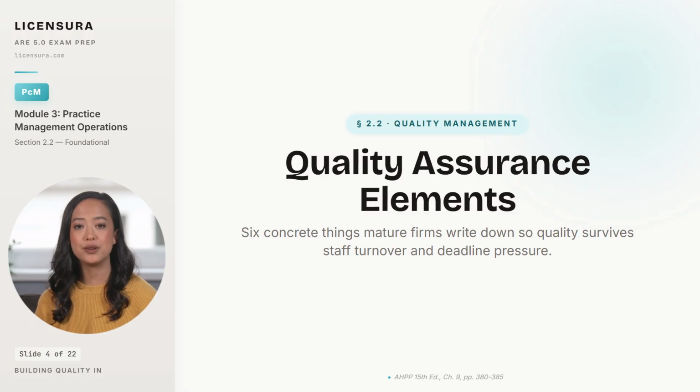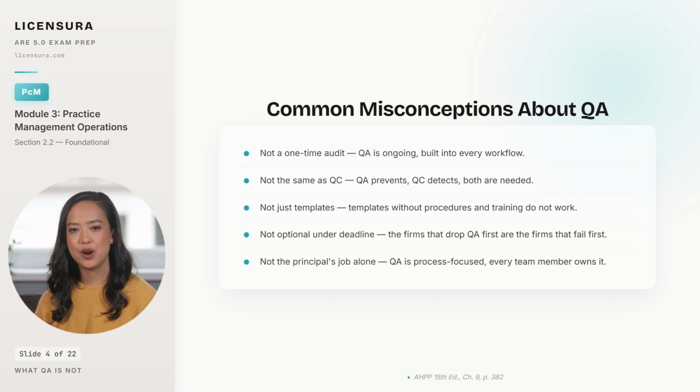Before listing them, draw a line between what QA actually is and what it gets mistaken for. Clear away the common misconceptions before listing the elements. QA is not a one-time audit that happens once a year and produces a binder. It is ongoing and built into every workflow. QA is not the same as QC, even though both serve quality. QA prevents the error from entering the work, while QC catches the error after the work is done, and a firm needs both.